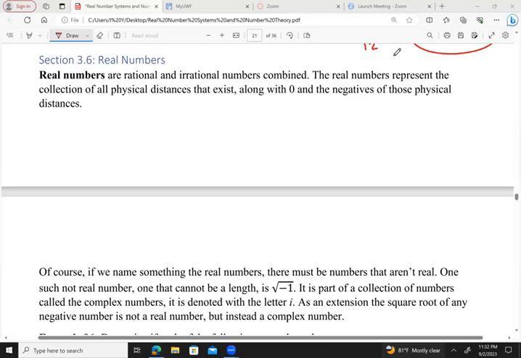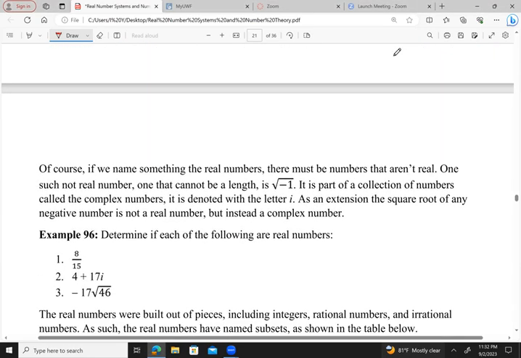Today we're going to look at section 3.6, real numbers. Real numbers are rational and irrational numbers combined. The real numbers represent the collection of all physical distances that exist, along with zero and the negatives of those physical distances.